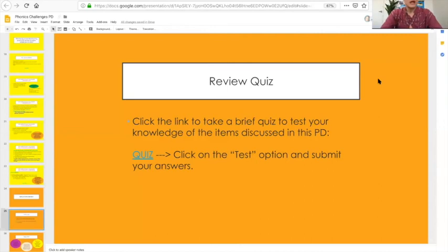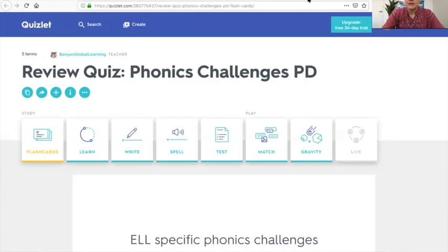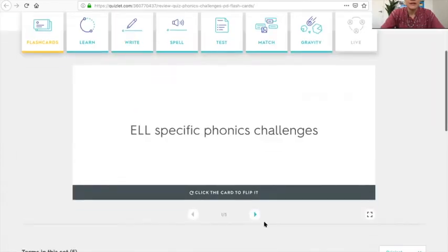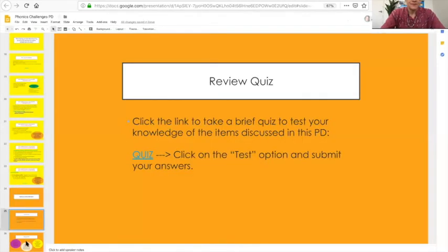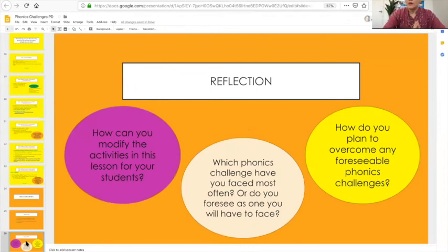Okay, so as we wrap things up here today, you can hop on Quizlet and test your own knowledge, review things a little bit, and just reflect on what we did here today. So some questions for you to take away and think about: how can you modify the activities in this lesson for your students? Which phonics challenges have you faced most often, or do you foresee as one of the challenges you will face? And how do you plan to overcome any foreseeable phonics challenges?